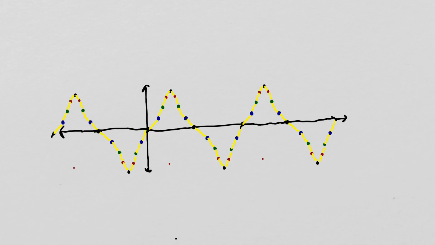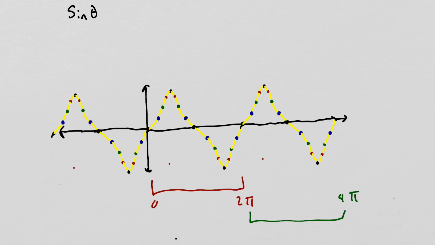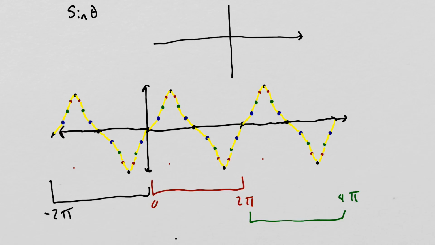Here we have our sine theta, where this part of the graph is going from 0 to 2 pi, and this part of the graph is going from 2 pi to 4 pi. On the negative side of the graph, we have that this is going from negative 2 pi to 0. Maybe drawing this one more time to get rid of any of the bumps in the graph. In general, our sine function will look like the following.